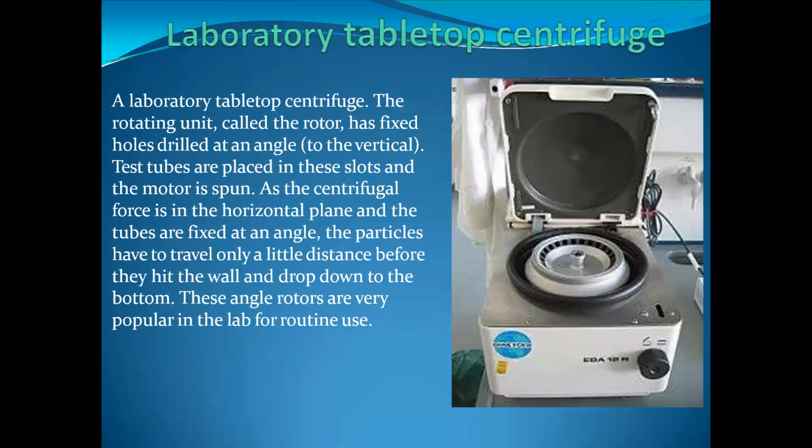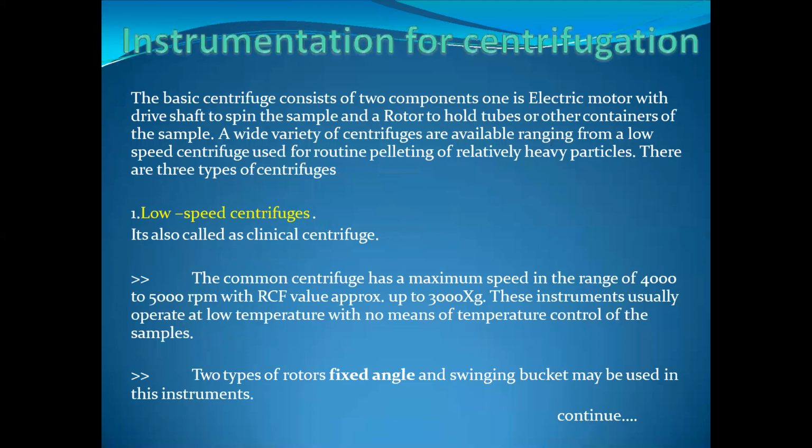Laboratory tabletop centrifuge: in a laboratory tabletop centrifuge, the rotating unit, called the rotor, has fixed holes drilled at an angle. Test tubes are placed in these slots and the motor is spun. As the centrifugal force is in the horizontal plane and the tubes are fixed at an angle, the particles have to travel only a little distance before they hit the wall and drop down to the bottom. These angle rotors are very popular in the lab for routine use.